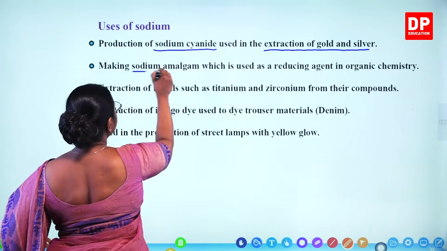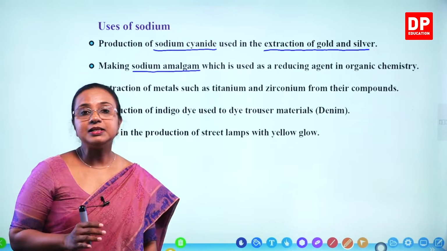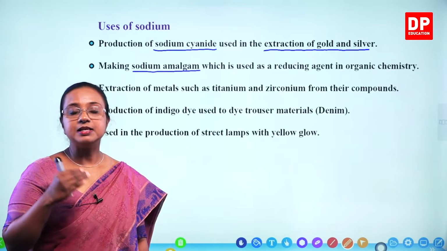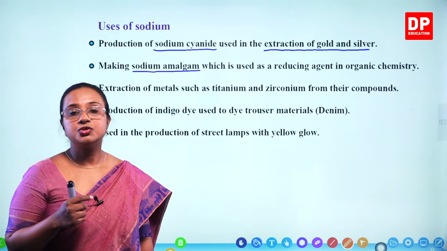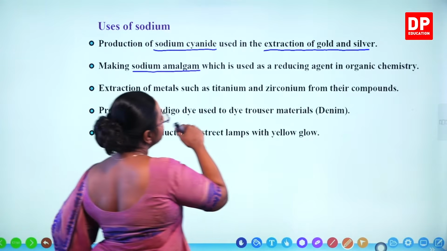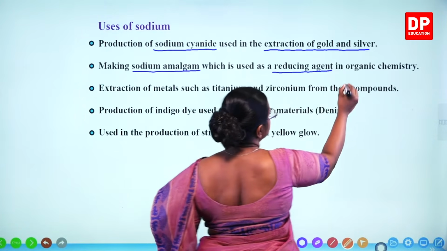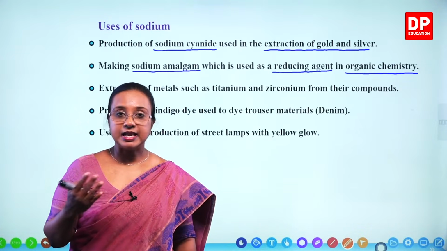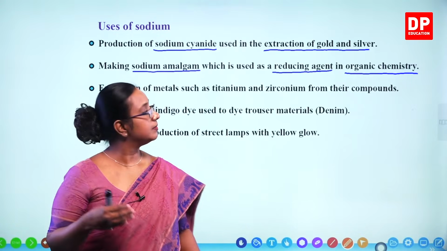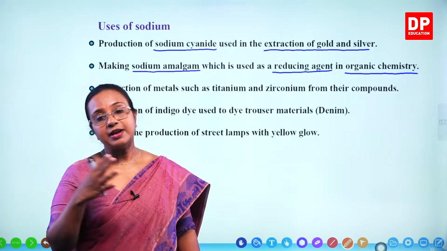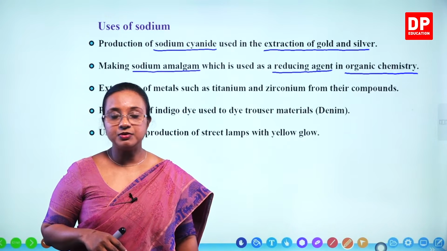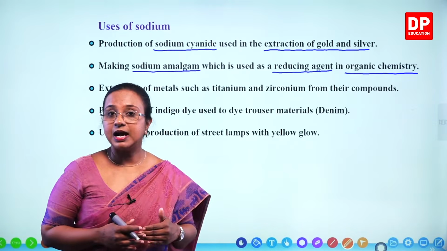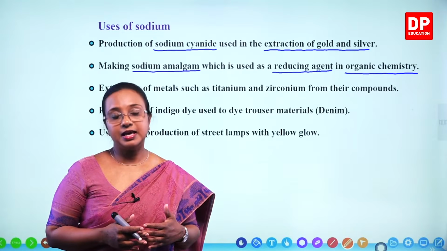Making sodium amalgam. Amalgam means sodium with mercury. Any metal with mercury is known as metal amalgam, which is used as a reducing agent in organic chemistry. You know about organic compounds. The study of organic compounds is organic chemistry, and all the reactions related to those compounds. In one of those reactions, we use sodium amalgam as the reducing agent.